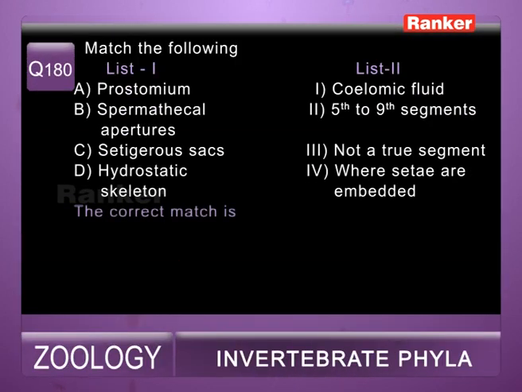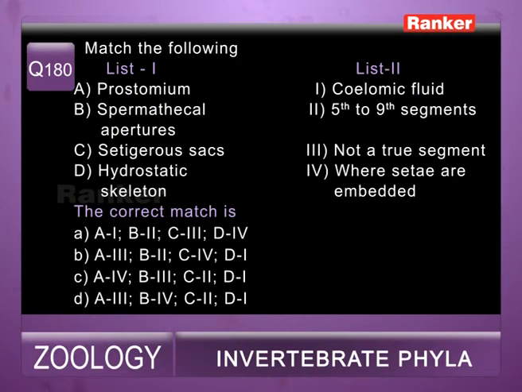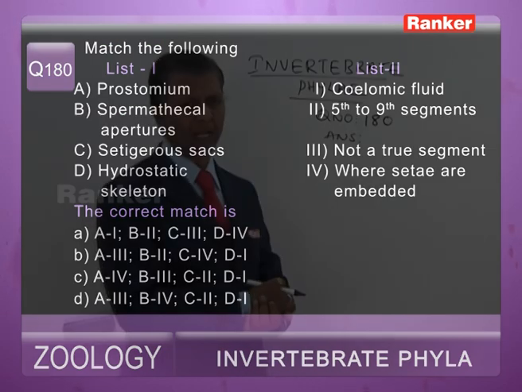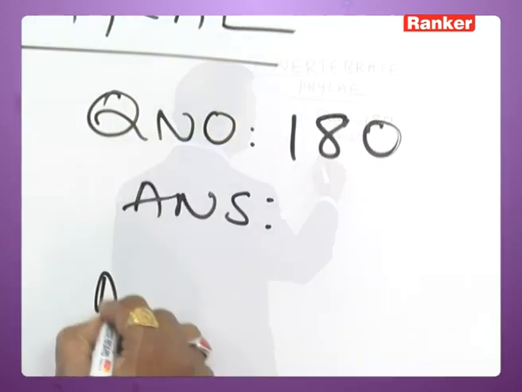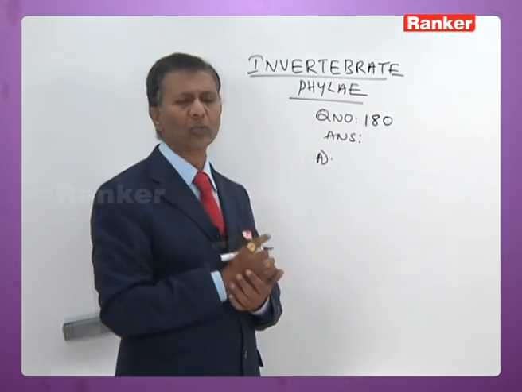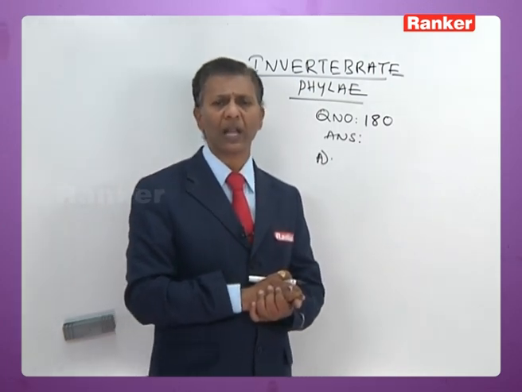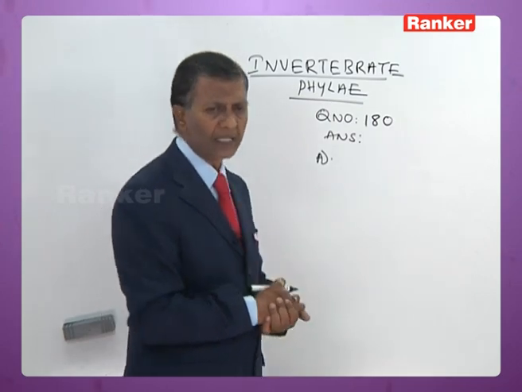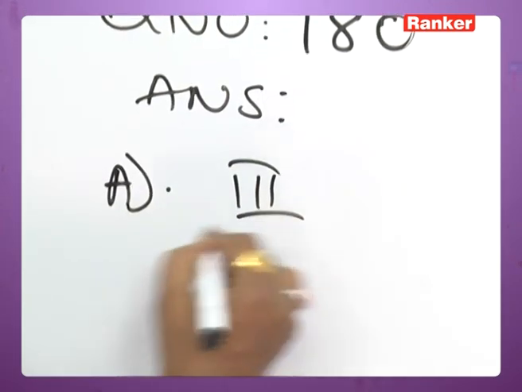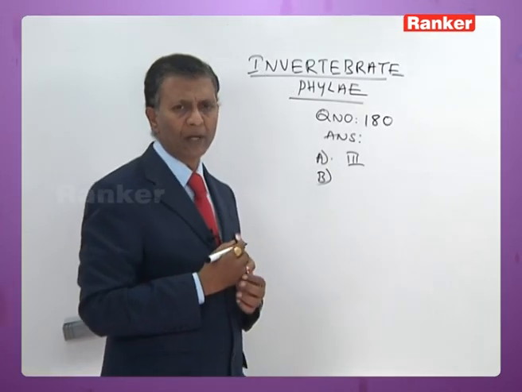Now question number 180, match the following. List 1 you have A. Prostomium, B. Spermathecal apertures, C. Setigerous sacs, D. Hydrostatic skeleton. Under list 2 you have number 1 coelomic fluid, number 2 5 to 9 segments, number 3 not a true segment, number 4 where the setae are embedded. Now under list 1, if you take A, prostomium is not a true segment because it doesn't enclose viscera. So not a true segment, that is A. Correct option is 3.